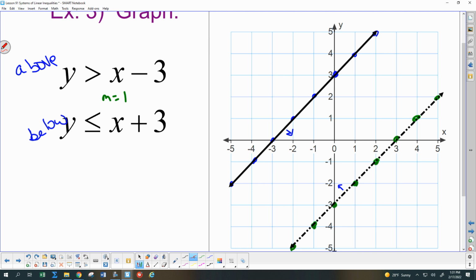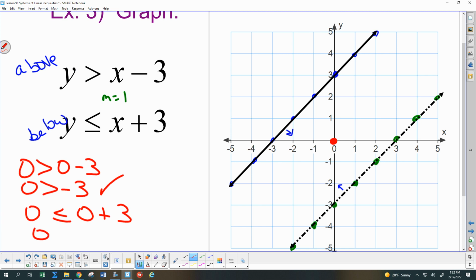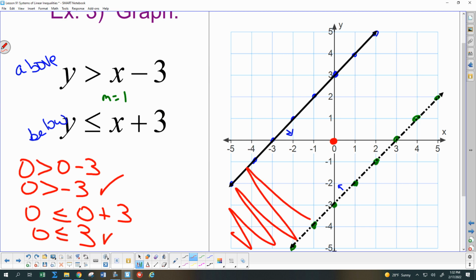Yo-yo? I love 0, 0. So before I fill that in, I'm going to check if my y's are 0 and my x's are 0. Is 0 bigger than -3? Yep. 0 for the y, 0 for the x. Is 0 less than or equal to +3? Yes. So we do indeed want to shade everything in between.